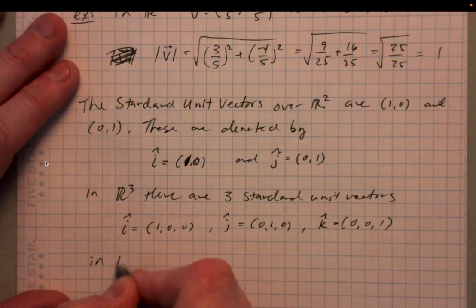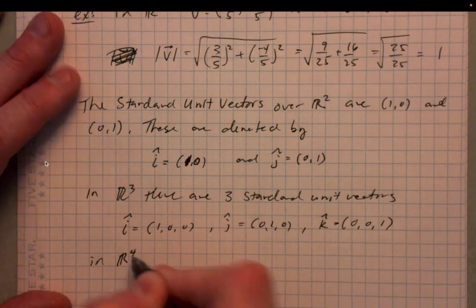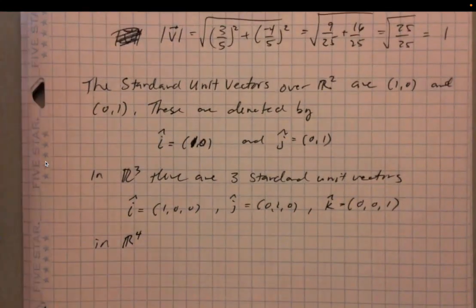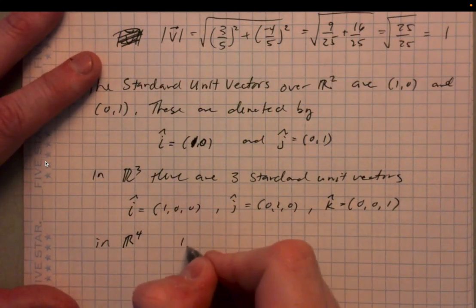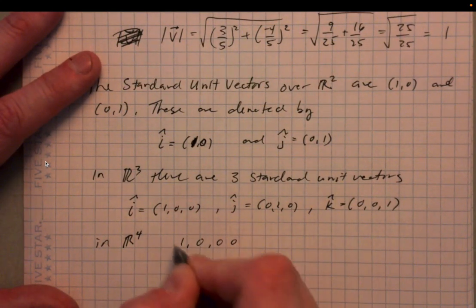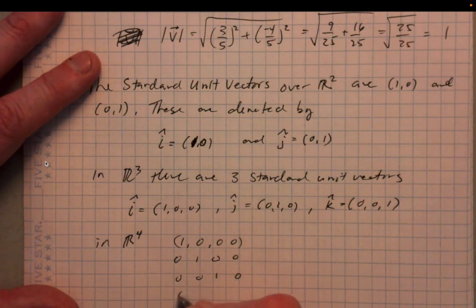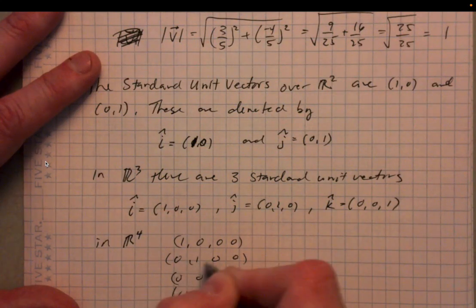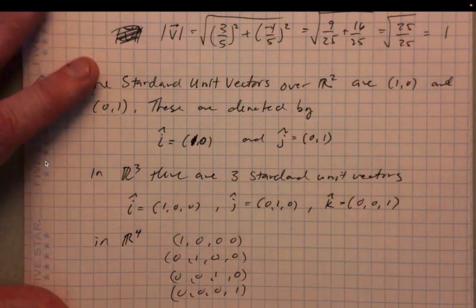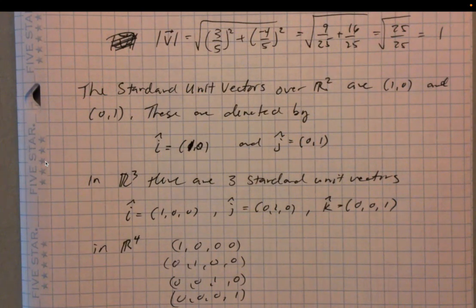Now in R4, how many standard unit vectors are we going to have? Well, we're going to have 4 of them. They aren't going to have nice names anymore, but you've got 1, 0, 0, 0, 0, 1, 0, 0, 0, 0, 1, 0, and 0, 0, 0, 1. Right, so those are the 4 standard vectors in R4, and so on. Right, so the nth standard vector in Rn is going to be all zeros except for the nth position. We'll have a 1.